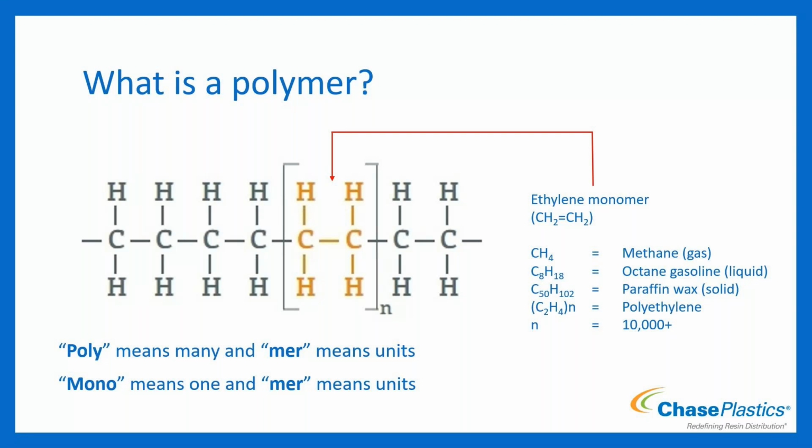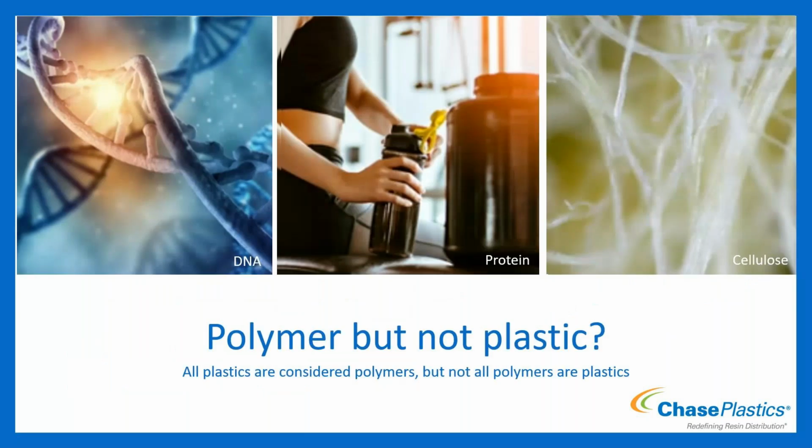One thing to note is that plastics are polymers. They're a bunch of repeat units, but not every polymer is a plastic. There are other polymers that exist. DNA is considered a polymer. Proteins are considered polymers. Cellulose is considered a polymer, and others as well. But just to point out, all plastics are polymers, made up of a lot of repeat units, but not all polymers are plastics.